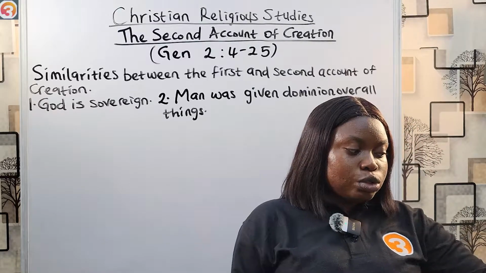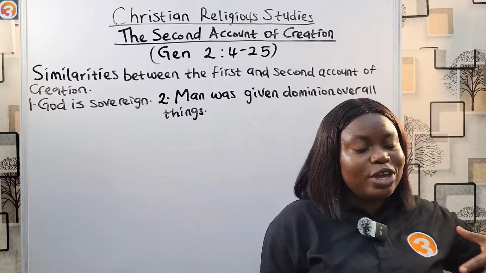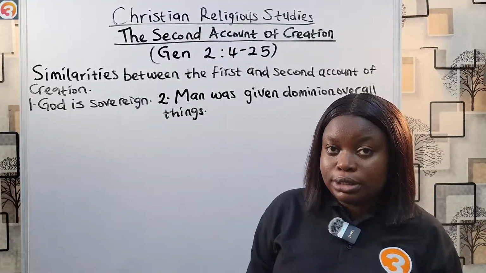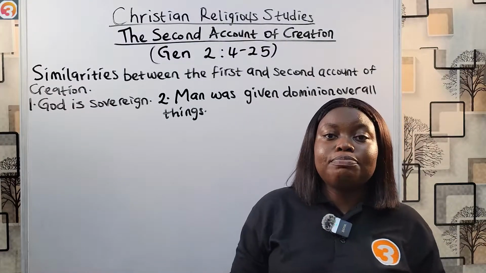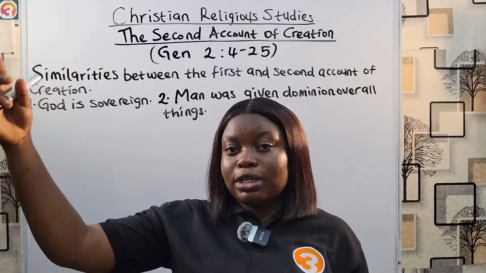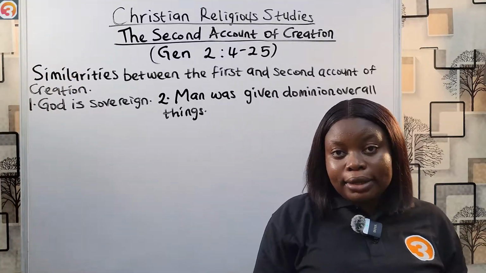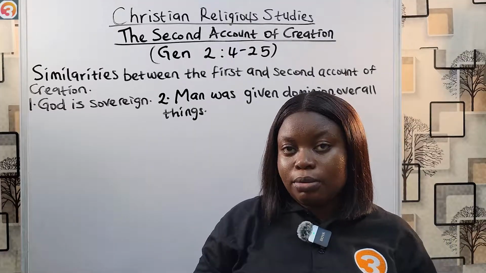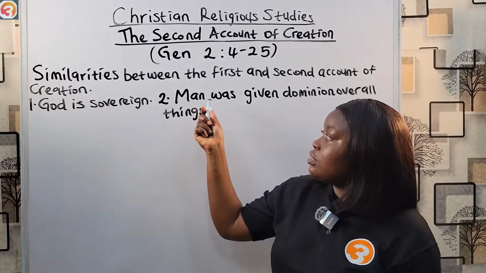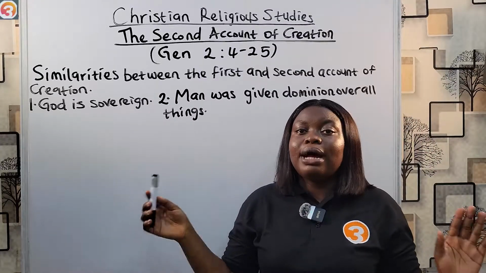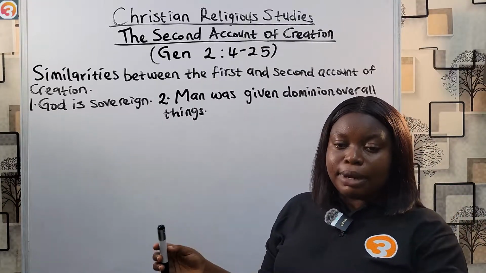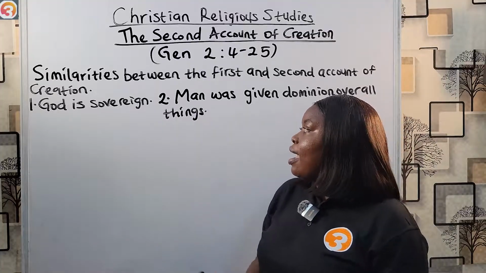And he gave him what? Control. He gave him the right to eat freely from all the trees that God had made to grow out of the ground. And even when God created beasts of the field and birds of the air, God brought them to man and asked him to what? To name them. So a similarity between both accounts is the fact that man was given dominion over all things. Man had power. God gave man power to subdue everything.